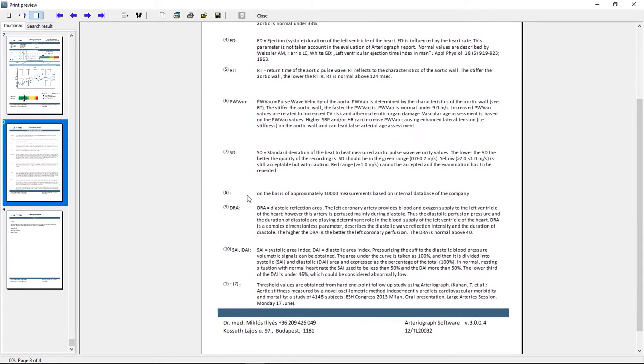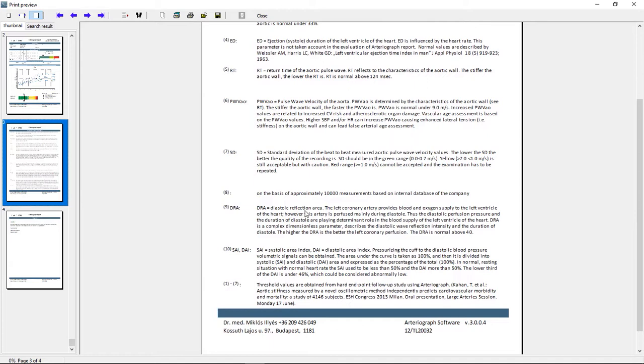So I mentioned that the arterial stiffness and the arterial age assessment is based on almost 10,000 measurements in 10,000 subjects, Caucasian subjects. So this is the basis of the arterial age assessment.